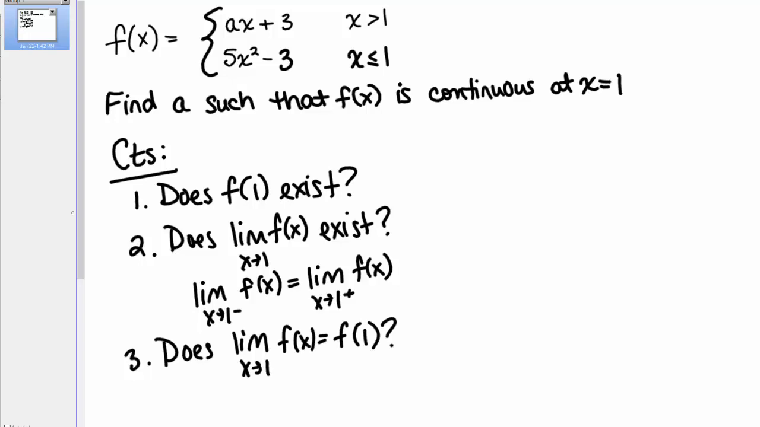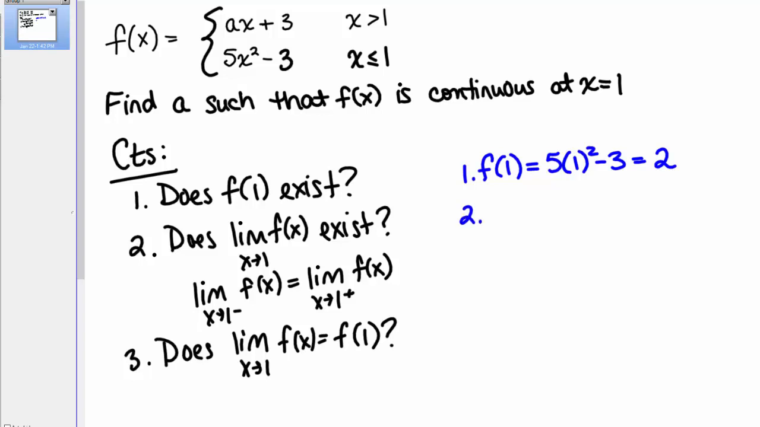So if we look at number 1, does f of 1 exist? Well, 1 is defined in the bottom function. So f of 1 is 5 times 1 squared minus 3. We know this because of this little underline symbol, x less than or equal to 1. And so we get f of 1 is 2.